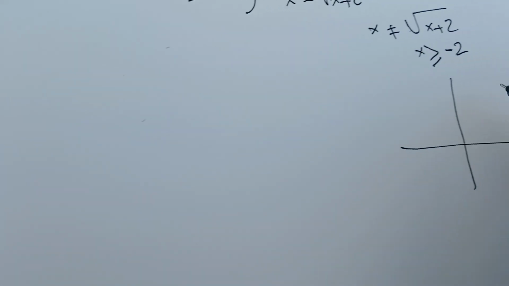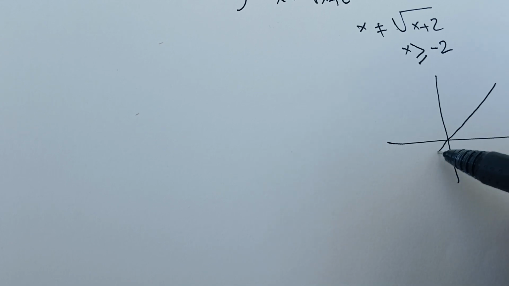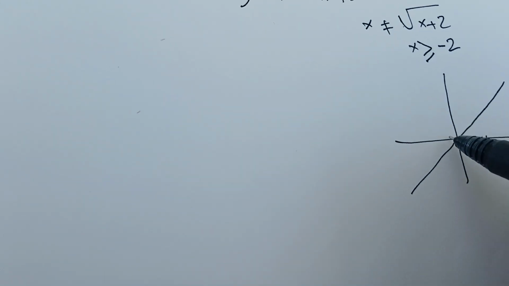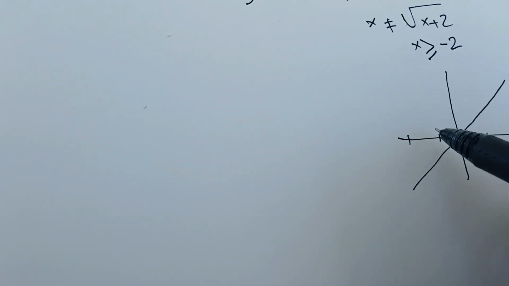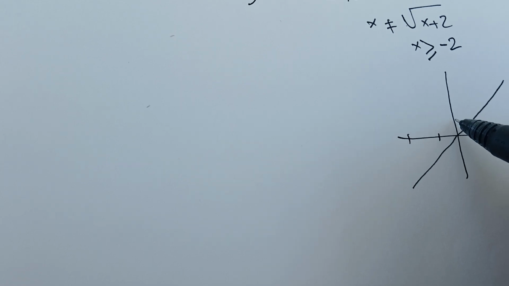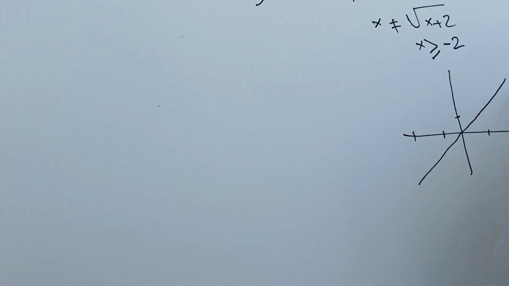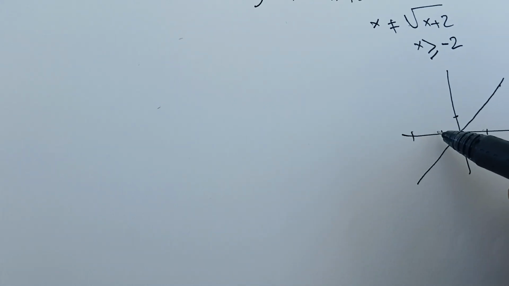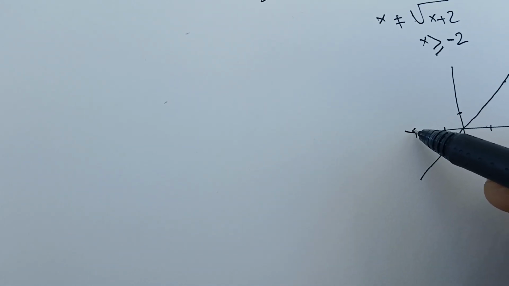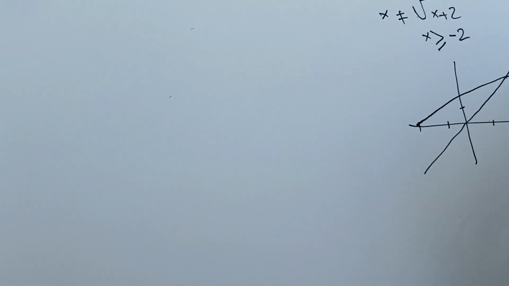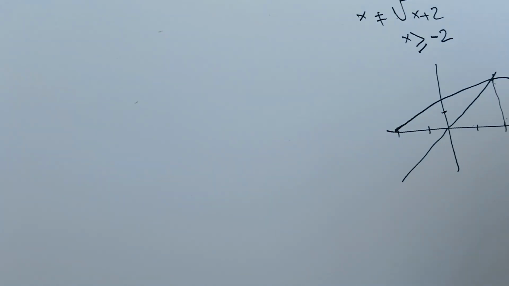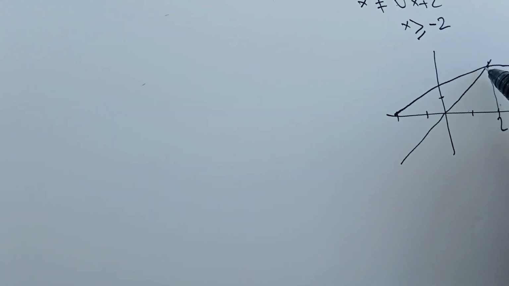So we know the graph of x. Okay, very easy to do. 1, 2, and the square root of x plus 2 is just the square root shifted 2 units to the left. Okay, so here we will see that they intersect at this point 2.